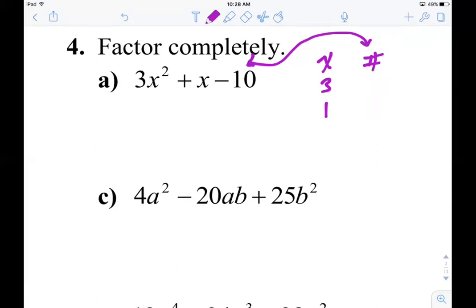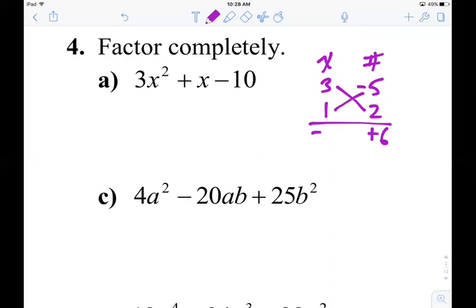Let's say, just by luck, I try 5 and 2. And I decide that I want to try making the 5 negative, and I'll keep the 2 positive. Now I need to check to see if this works. The way that I'm going to check this is to do a little crisscross multiplication pattern. So I'm going to multiply 3 times 2 to get positive 6. And I'm going to multiply negative 5 times 1 to get negative 5.